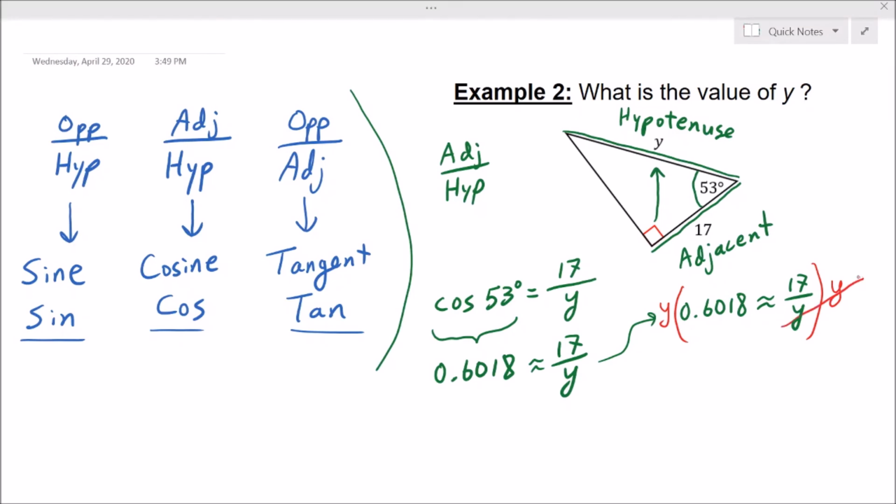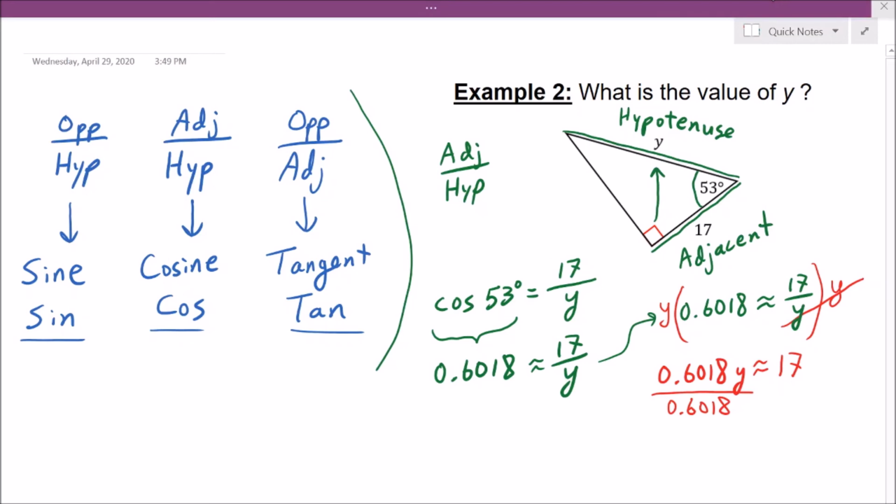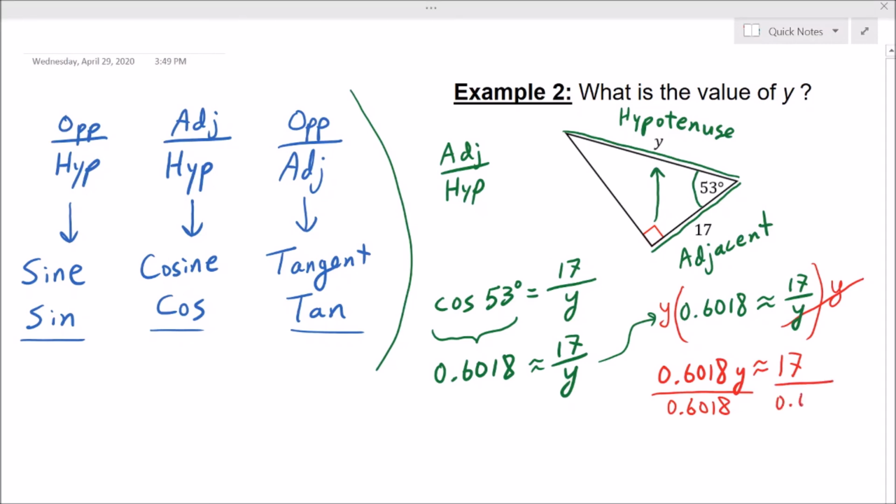And then what do you have left? Well, on the left side, you have y times this weird number, 0.6018. So you'll have 0.6018 times y, and that is around, on the right side, the y's cancel, so all you have left is 17. So now we got 0.6018 times y is around 17. How do you get the y by itself? Well, now we just have to divide by that weird number, right? Divide both sides by 0.6018. These go away. On the left side, we finally got y by itself.